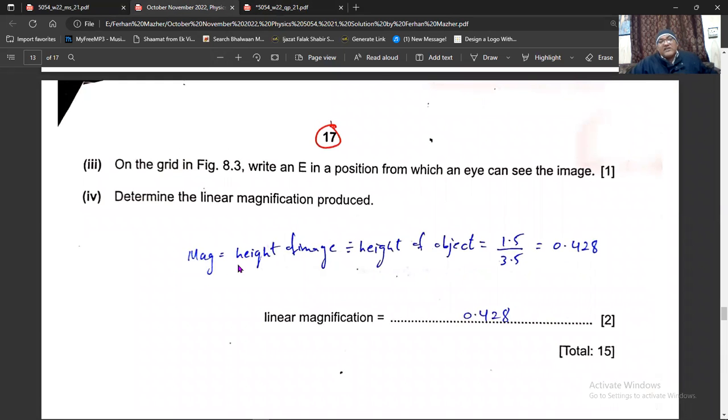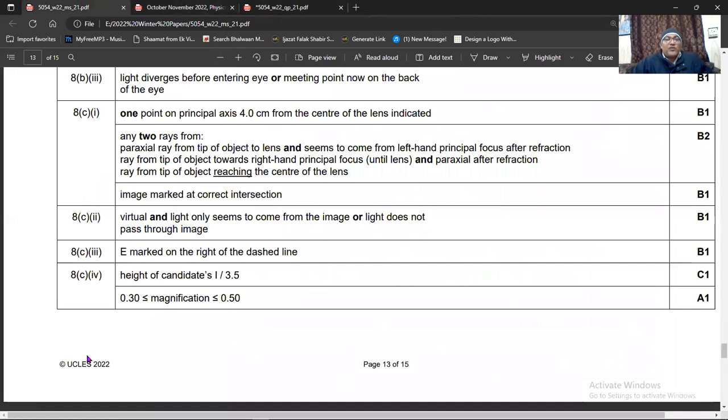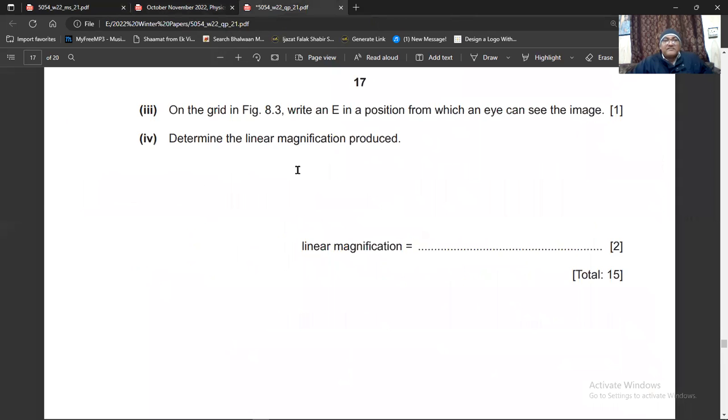So the magnification is equal to the height of the image divided by the height of the object. And that will be 1.5 divided by 3.5, and that will be 0.428. So the linear magnification is 0.428. And that is within this range. So our answers are right.